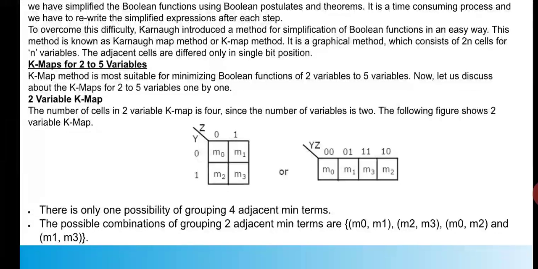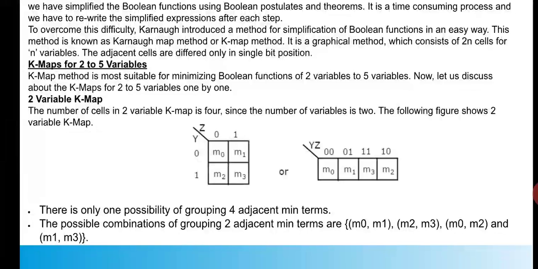In the figure you can see y and z. You have the z axis as well as the y axis, isn't it? In y you have 0 1 in the vertical way. In the horizontal way you have 0 and 1 again. Now 0 0 is represented as m0. 0 1, when y is 0 and z is 1, that cell is represented as m1. When y is 1 and z is 0, the cell is represented as m2. And when y is 1 and z is also 1, the cell is represented as m3.